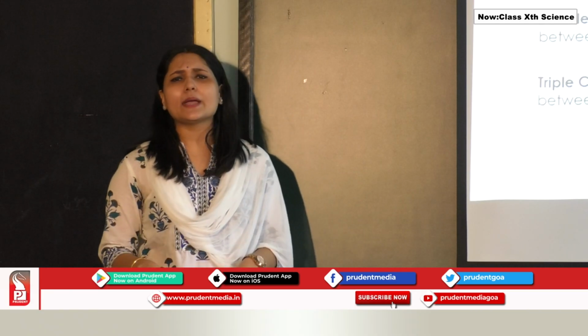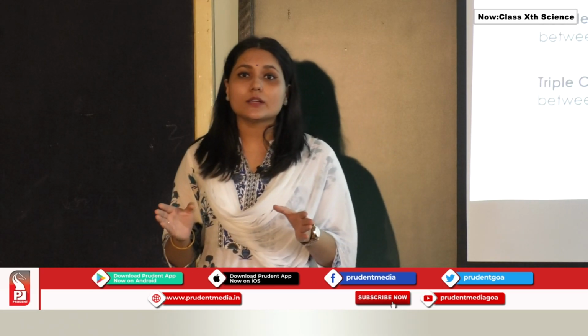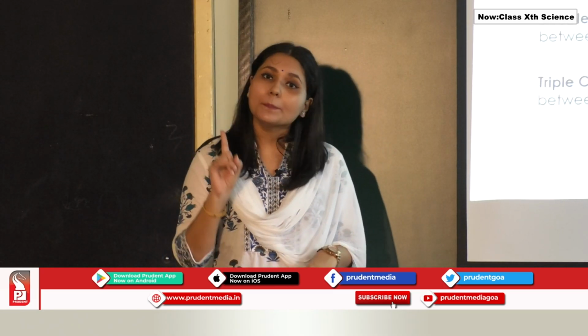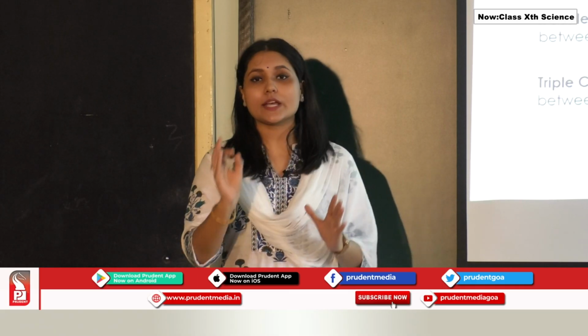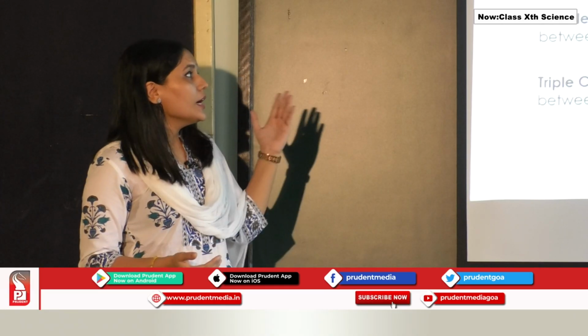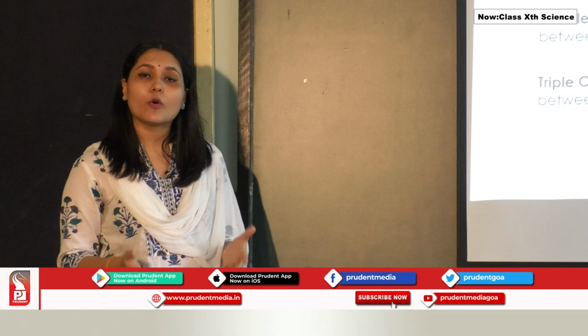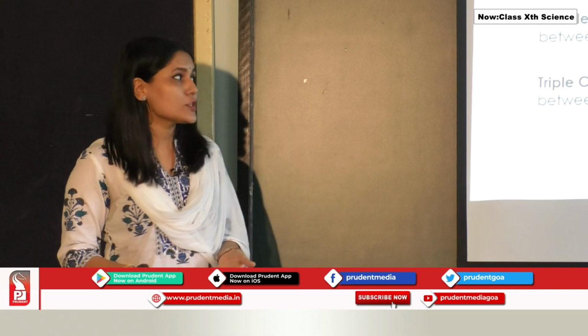So there are different types of covalent bonds that are formed by carbon. Single covalent bond, when a single pair of electrons is shared between 2 atoms in a molecule. For example, fluorine, chlorine, hydrogen, you see the bond between these 2 atoms is single. That means they are sharing a pair of electrons. Each atom shares 1 electron, thus resulting in the formation of a single covalent bond. In case of a double covalent bond, examples like oxygen, carbon dioxide, these molecules are forming double covalent bonds because in this case they are sharing 2 pairs of electrons.